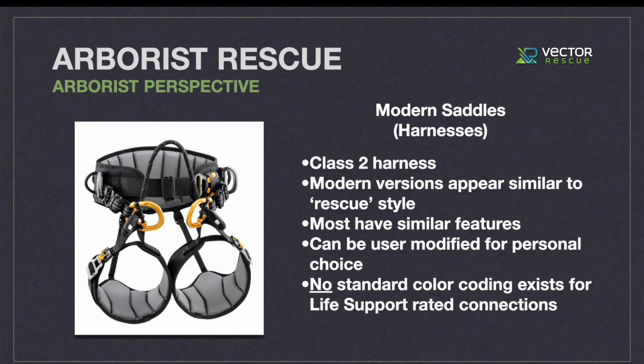So the first thing we're going to talk about is saddles, as arborists call them, or a harness. Most climbers are using a Class 2 seat harness, though some put suspenders on, or an actual upper for their harness that might convert into a Class 3. Modern climbing saddles look very similar to rescue harnesses and have some similar features. These can be heavily user modified to make personal choices on setups. And the biggest takeaway to remember is that there's no standard color coding for life support rated connections. Some brands do have color coding for life support connections, but there is no industry standard.